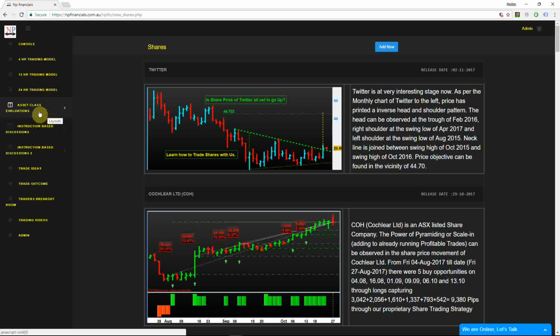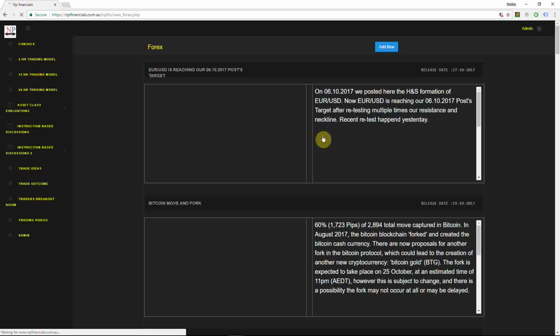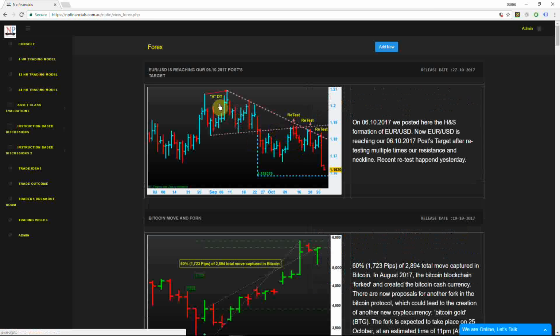Similarly, if we go to the asset class section on the Forex, in the Forex section you will see this same thing, what happened to the euro after the double top and a head and shoulder. So this is the head, this is the shoulder, this is the neckline, and we got a retest, and price came down to 158. So this is a wonderful way to map the market.